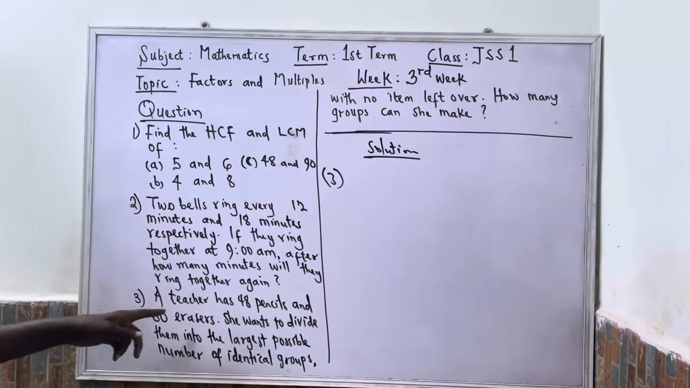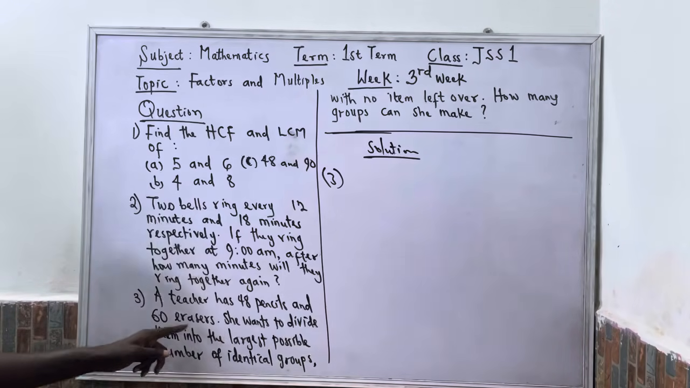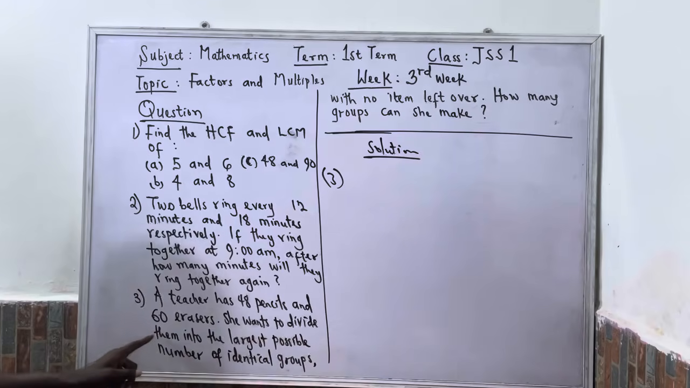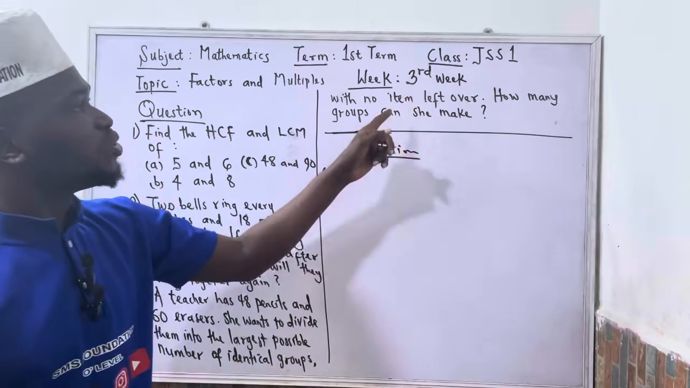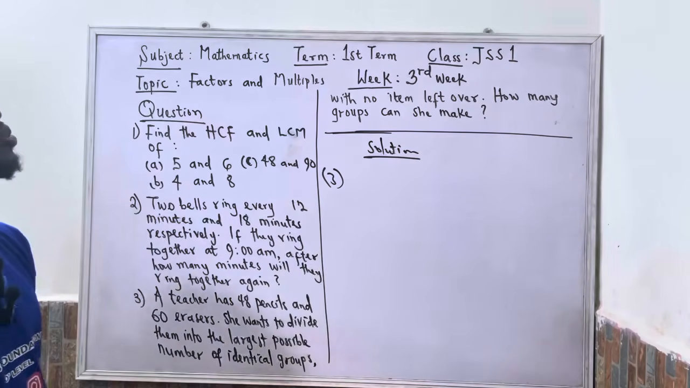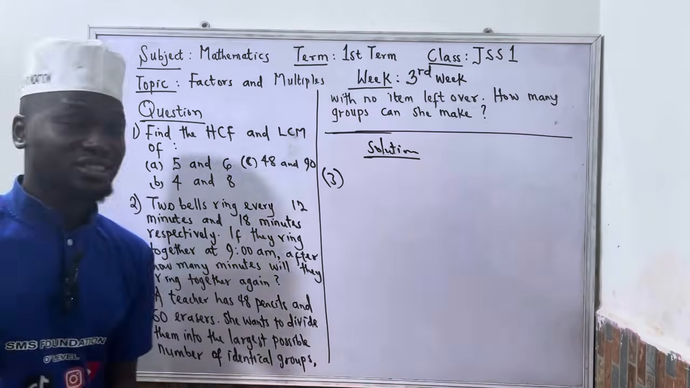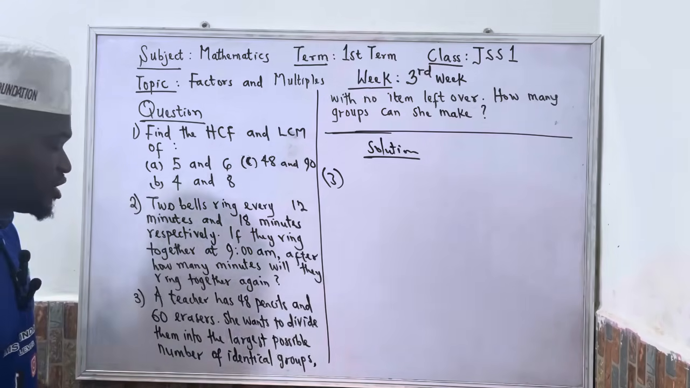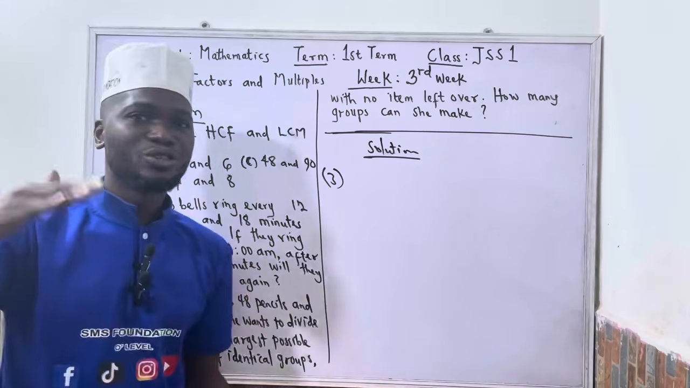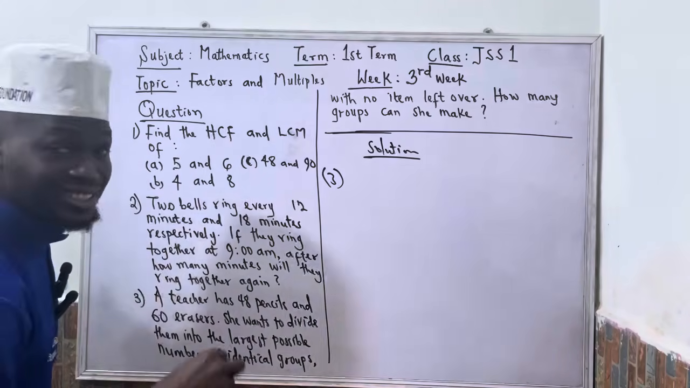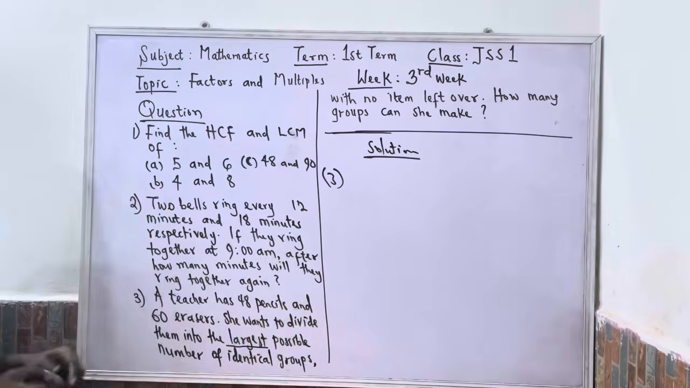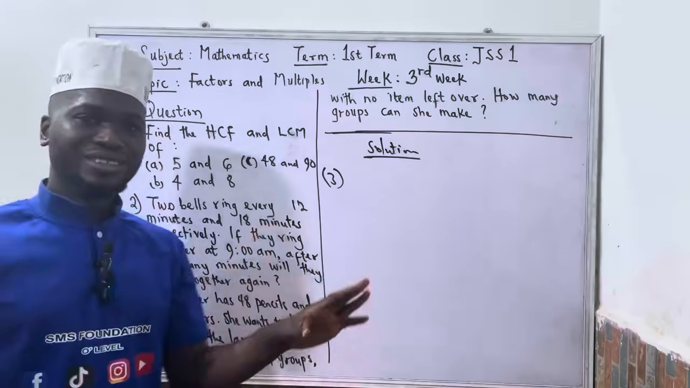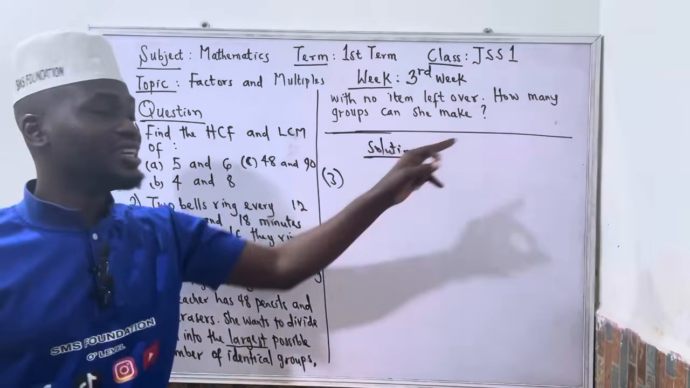So let's continue. Question 3. The question says, a teacher has 48 pencils and 60 erasers. She wants to divide them into the largest possible number of identical groups with no item left over. How many groups can she make? This is very interesting. When you hear the word greatest or any synonym of greatest, just know that they are finding HCF. There is no greatest here, but there is largest. So largest also means greatest. So in this case, we are finding the HCF.